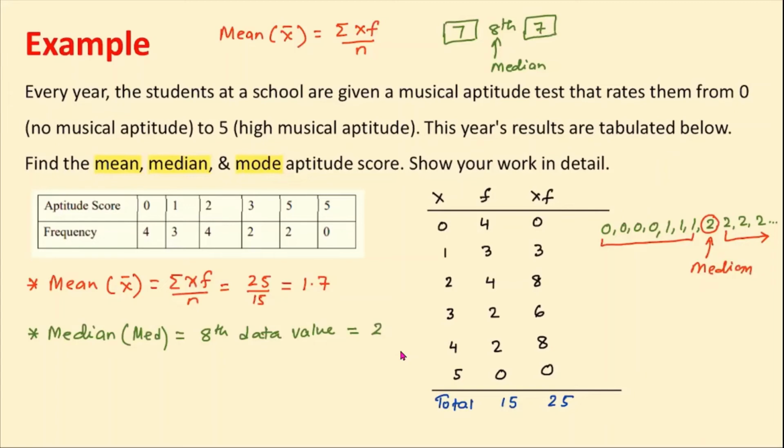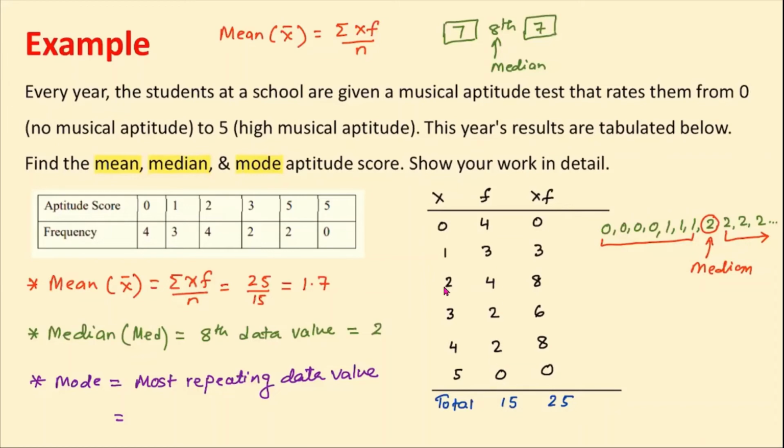Okay, next thing we want to find is the mode. Let's find out what the mode is. You know that the mode is the most repeating data value. You can see that 0 repeats 4 times, 1 repeats 3 times, 2 repeats 4 times, 3 repeats 2 times, 4 repeats 2 times, and 5 repeats 0 times.